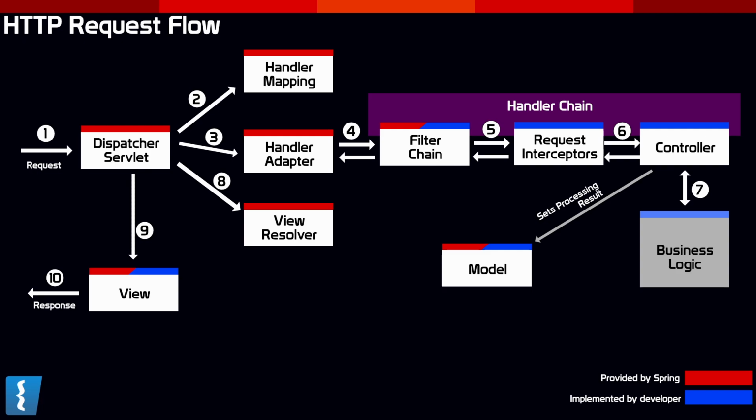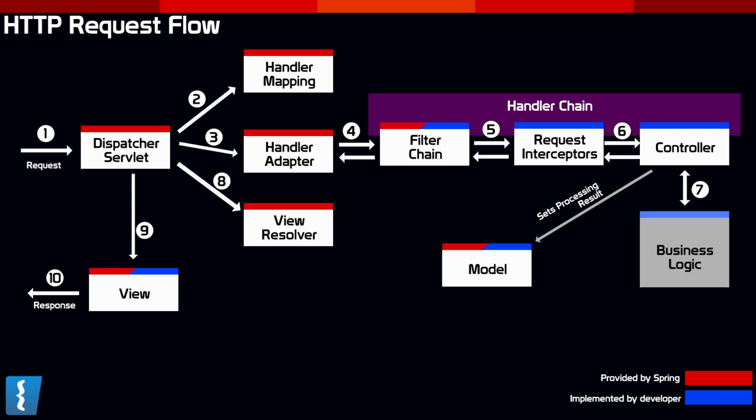We have our request coming here, which goes to a dispatcher servlet. This dispatcher servlet redirects the request to a handler mapping in order to determine the controller. After that, it goes to a handler adapter, which redirects the request to a handler chain. This handler chain consists of multiple components, including a filter chain, which can reject your request if certain conditions are not met, to our request interceptors, and to our controllers.